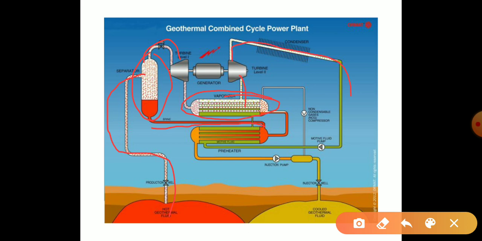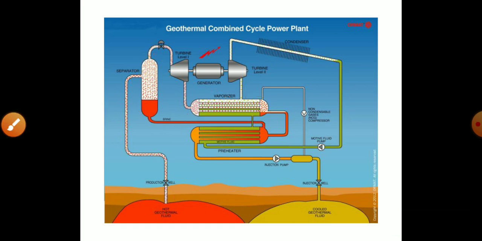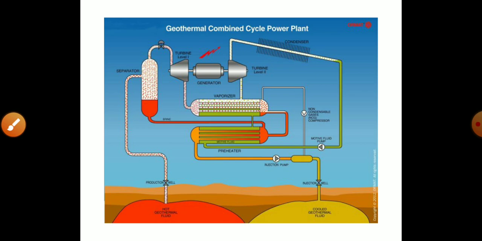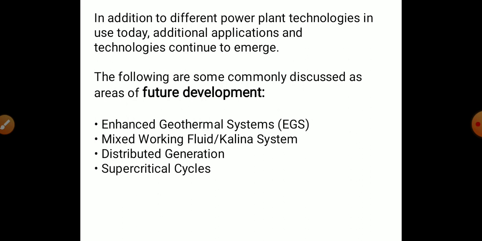Then this liquid comes back again here for the cooling mechanism, and then this path is created. So this portion is used for the binary process, and this portion is used for the flash type of power plant. So this combined process is going on there to generate electrical power by using the geothermal hot energy or hot water.